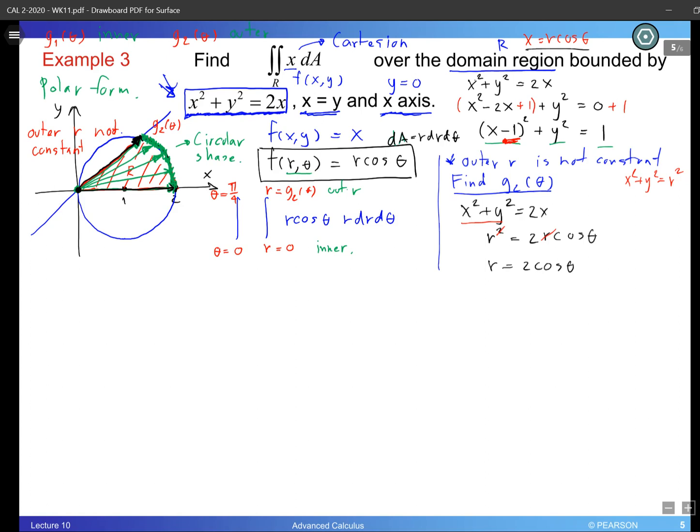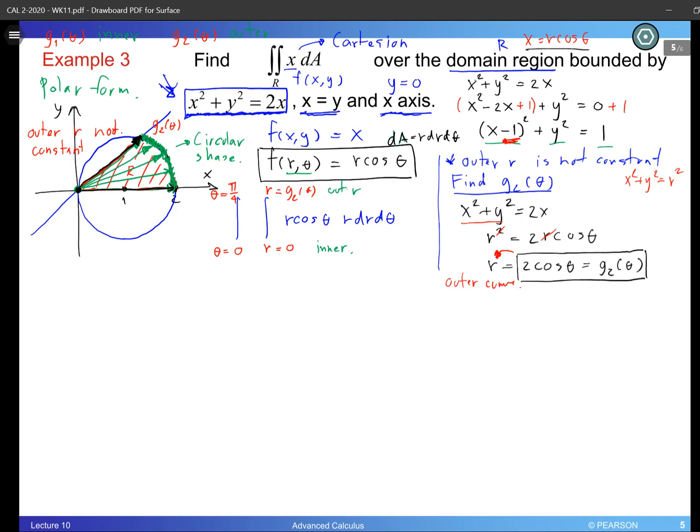This means that this radius is going to be equal to 2 cosine theta, and that's why we can assign this to the function g2 of theta. So g2 of theta is going to be equal to 2 cosine theta, and we assign it to the radius of the outer curve. Now that we know about this g2 of theta, we've got everything ready.